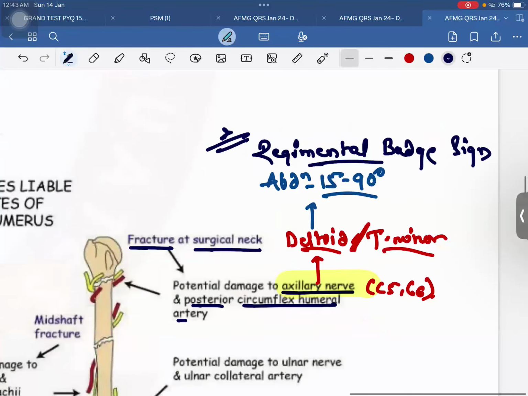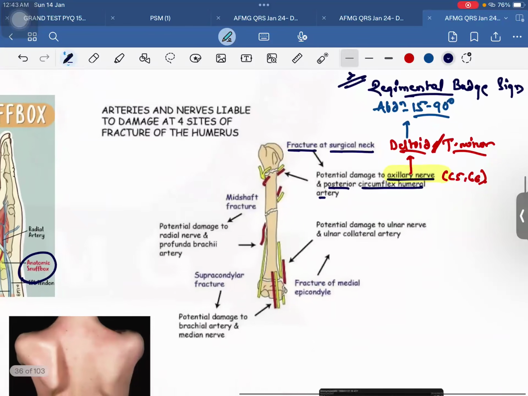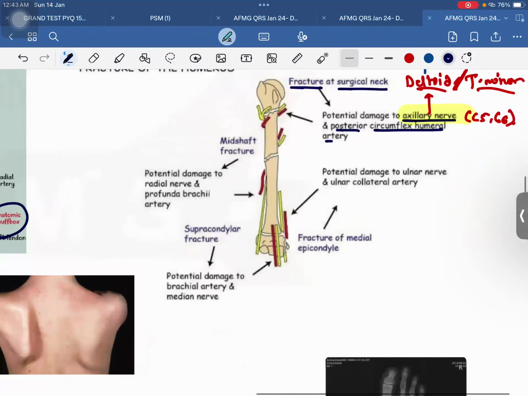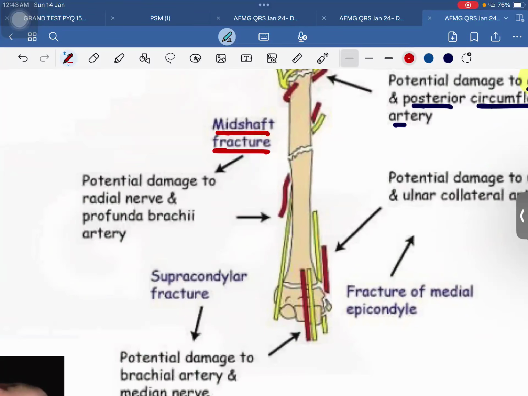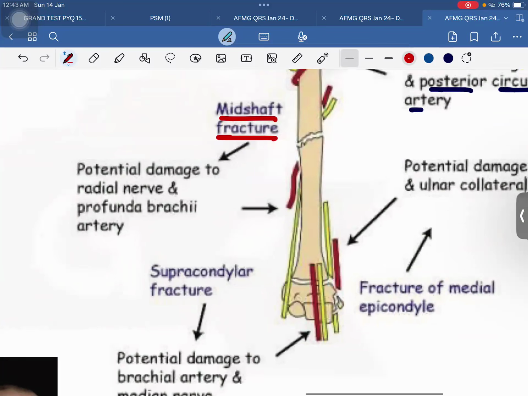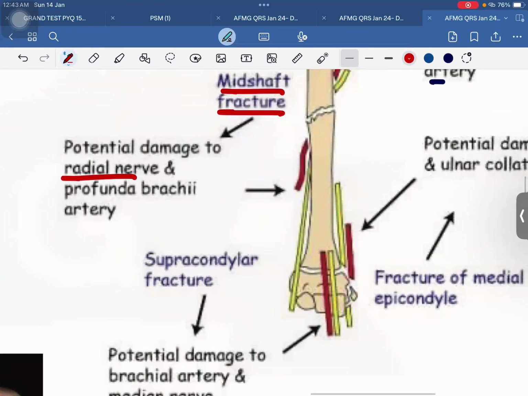Okay. Next important is this part, beta. If there is a fracture in the mid shaft of the humerus, please remember, on the posterior surface of the humerus shaft, we have the radial groove or the spiral groove. And what passes via it? It is the radial nerve which passes, and the profunda brachii artery. So there is going to be damage to the radial nerve and the profunda brachii artery, beta.